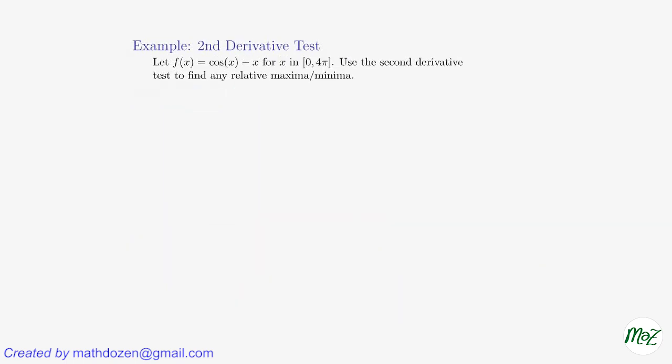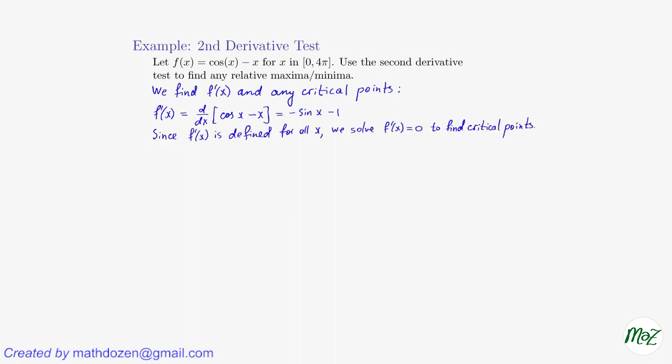Now let's work on another example of the second derivative test. So we have this function cosine x minus x for x between 0 and 4 pi. And we'd like to find any relative maxima or minima if possible. So find the first derivative, which is the derivative of cosine x minus x, that's negative sine x minus 1. Since this derivative is defined for all x, we just have to solve derivative equals 0 to find critical points. We get negative sine x minus 1 is equal to 0. So negative sine x is equal to 1, or sine x is equal to -1.